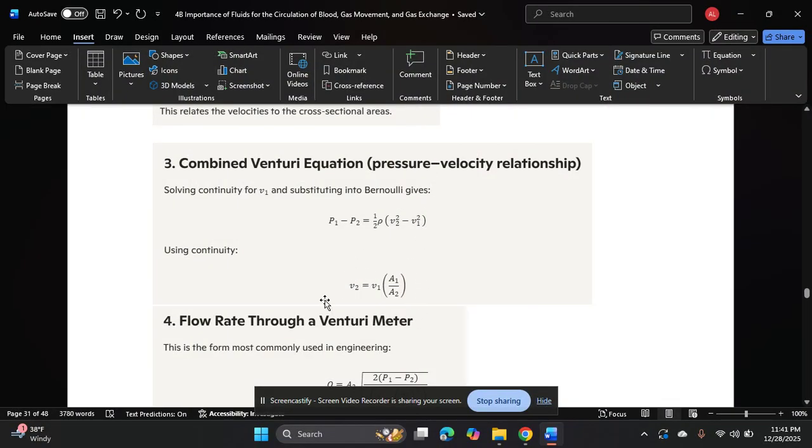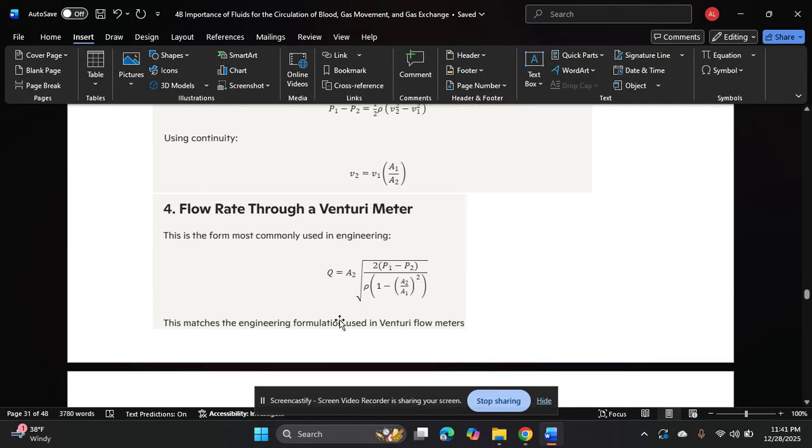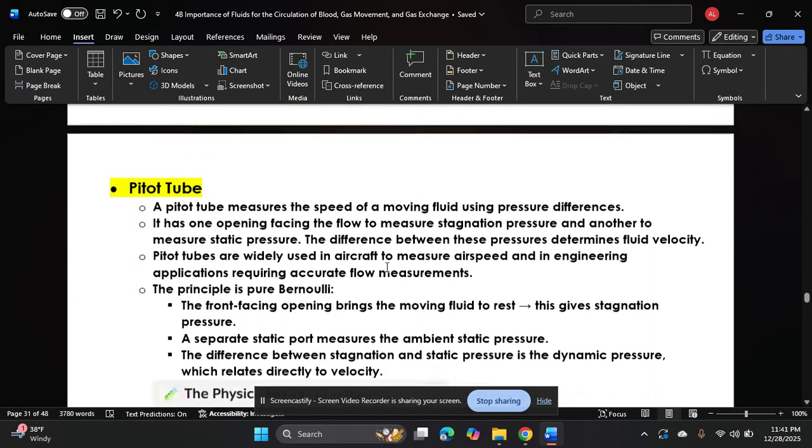So using continuity, V2 equals V1 A1 by A2. So the flow rate through a Venturi meter, Q equals A2 times the square root of 2 (P1 minus P2) divided by rho (1 minus (A2 by A1) squared).